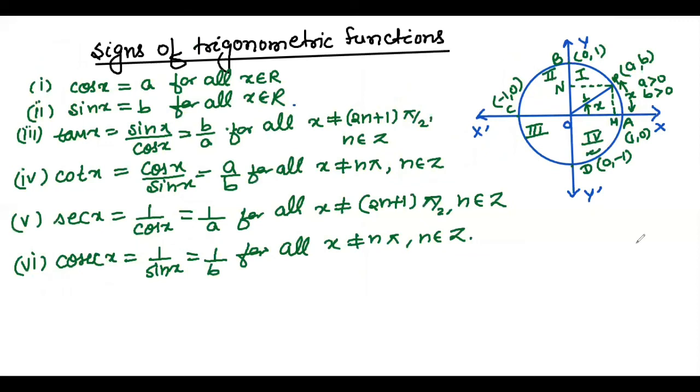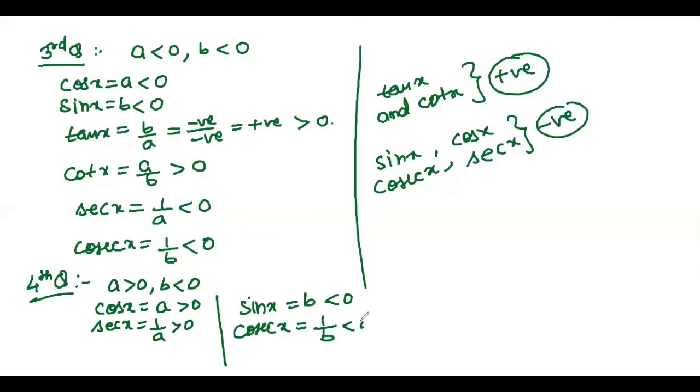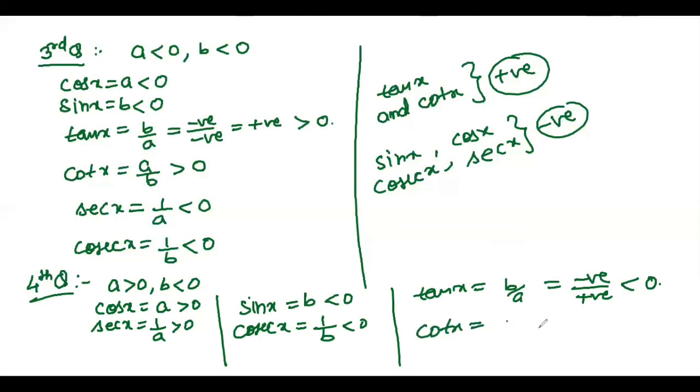So here we will discuss signs of trigonometric functions. So cos x, that is a. A is greater than 0 means positive. Then sec x will also be positive. Then sin x. Sin x is b, less than 0. So this is negative. Then cosec x will also be negative. Then tan x, that is b by a, negative by positive, that will be negative, less than 0. And then cot x, that is a by b, positive by negative, that will also be less than 0.